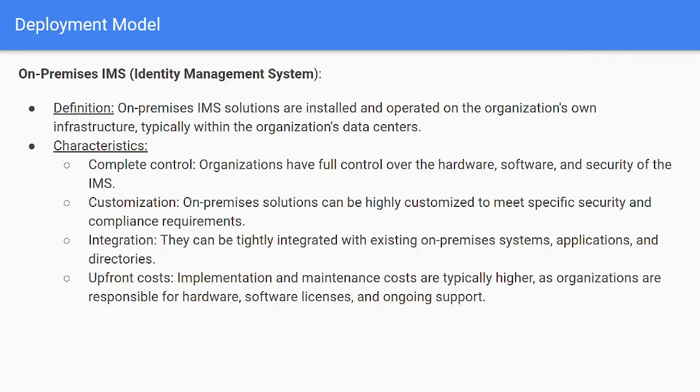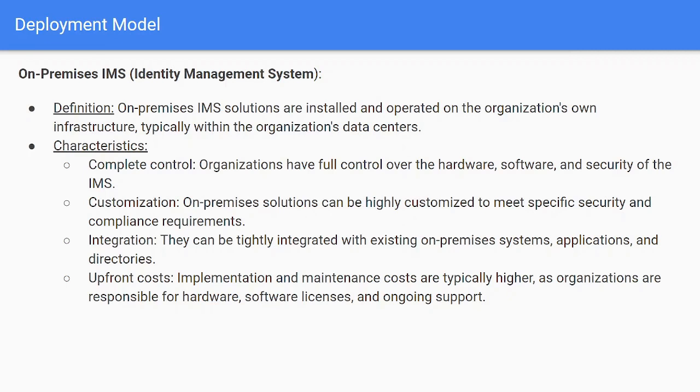It's the organization that is doing all of that. You get. So the next one is customization. On-premise solutions can be highly customized to meet specific security and compliance requirements. When you say on-premise, everything falls in the hands of the organization. So the organization can decide, okay, these are the hardware solutions that we want. These are the specific needs that we want this IMS to meet. These are the specific security needs, these are specific compliance needs that we want this IMS to have.